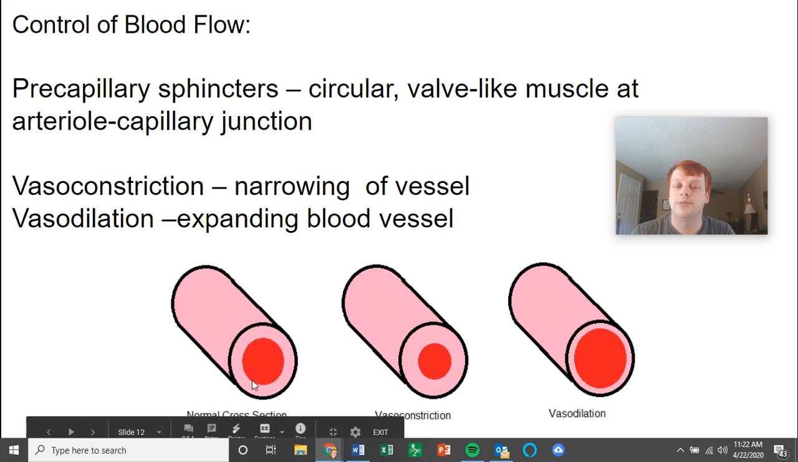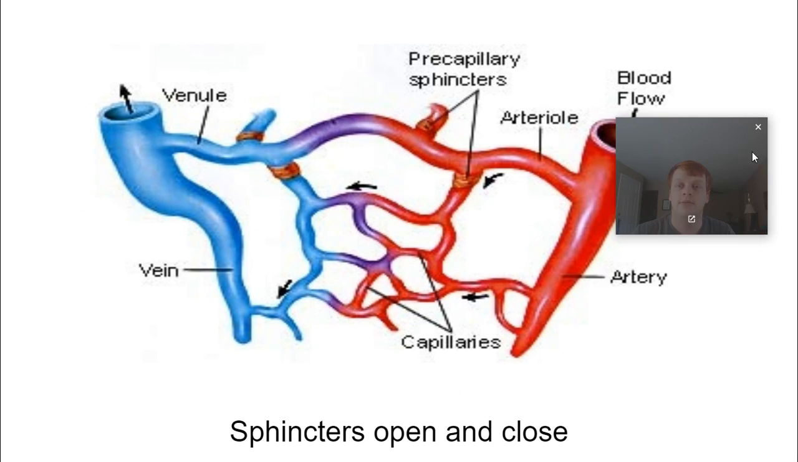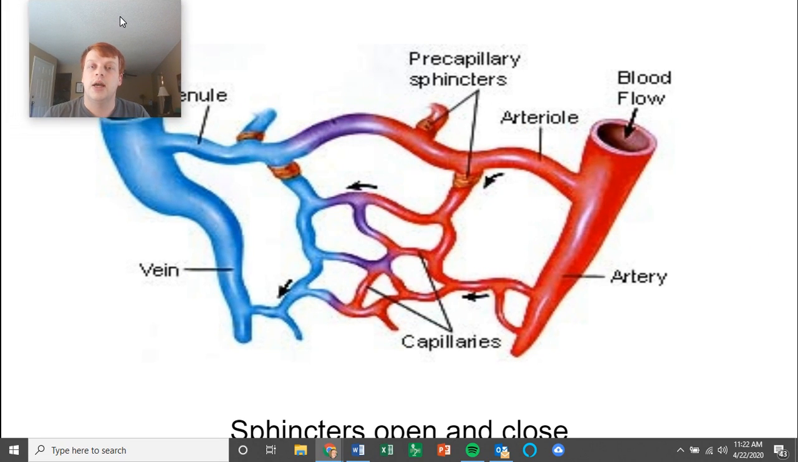So this is a normal one. This is one that's been vasoconstricted. This is one that has vasodilated. And you can see there's just more volume for blood to travel through. The sphincters actually open and close to regulate how much blood gets through.